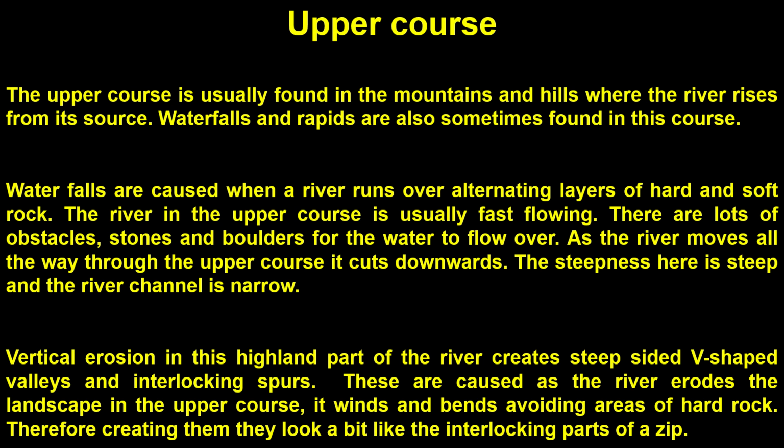The river in the upper course is usually fast flowing. There are lots of obstacles. Imagine a river in the mountain region when it's starting its course. Is it just flowing in one simple stream? Not at all. It has multiple obstacles like boulders and stones here and there. Each time it faces that, its velocity gets a bit retarded.